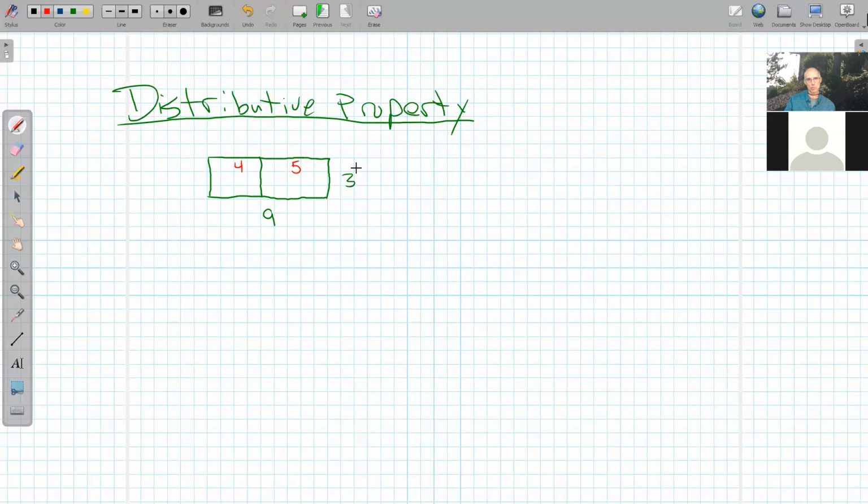And the way the distributive property works here is this whole rectangle is 3 high no matter how I look at it. So I could say this is 3 times (4 plus 5). Or I could say this is 3 times 9. Now, this is 2 different rooms here. So another way to look at it is there's one room that's 3 by 4, and there's another room that's 3 by 5.